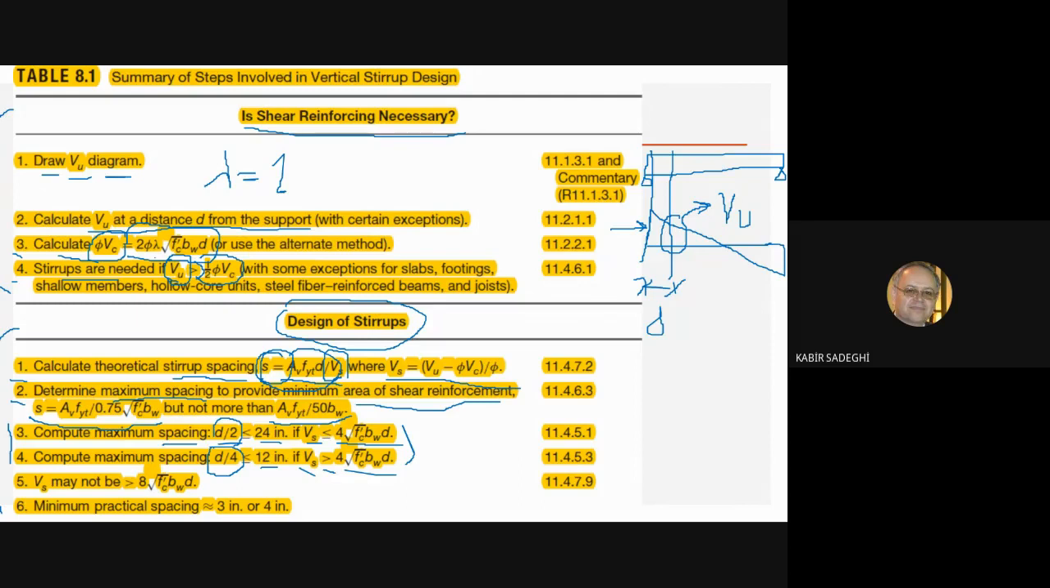And in the normal case, we have D over 2, but in some rare cases, we have D over 4. And also, the S should not exceed this value. If the S exceeds this value, we should change the section, because putting in reinforcement is not enough. And in general, in practice, minimum spacing should be not less than 3 inches or 4 inches, 7 centimeters or 10 centimeters. These are the normal cases.